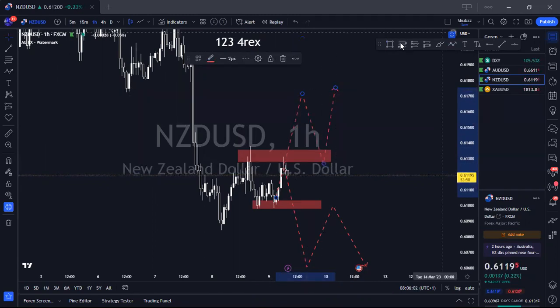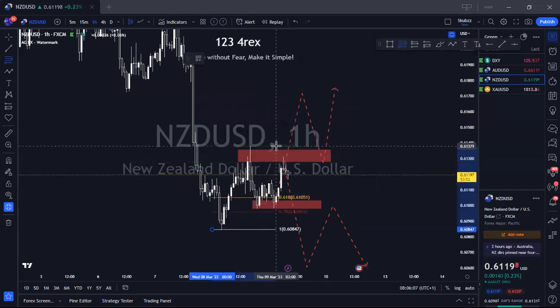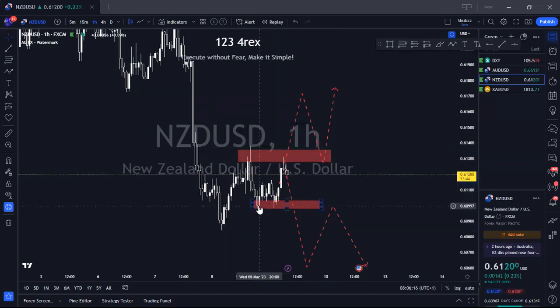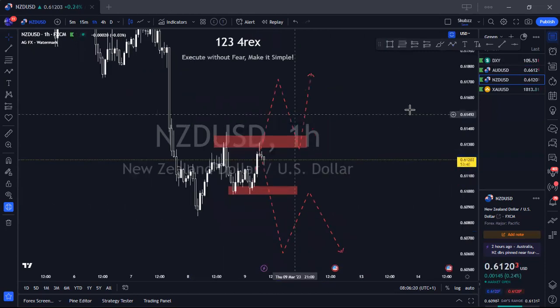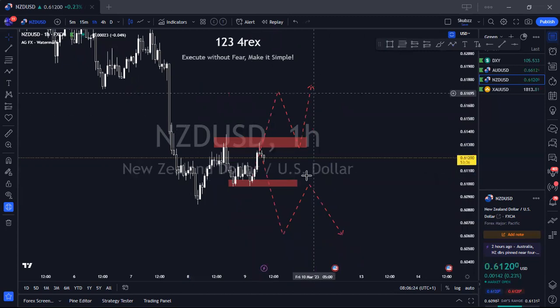Well, let me check something. But price has not hit CP yet. And price tapped here. This was 8 o'clock. Anyway, this is basically what I have on NZD USD. I'm just looking, can price break above or below? Any point it breaks from, I'm looking for a retest to continue.